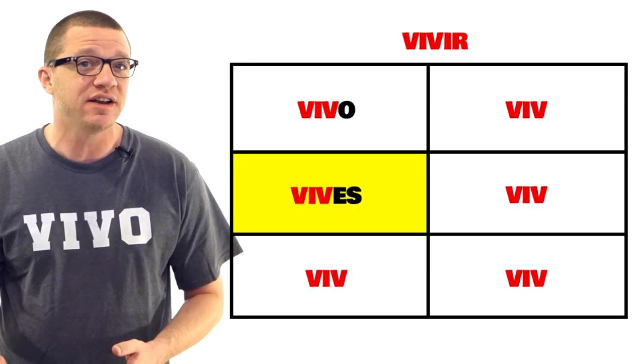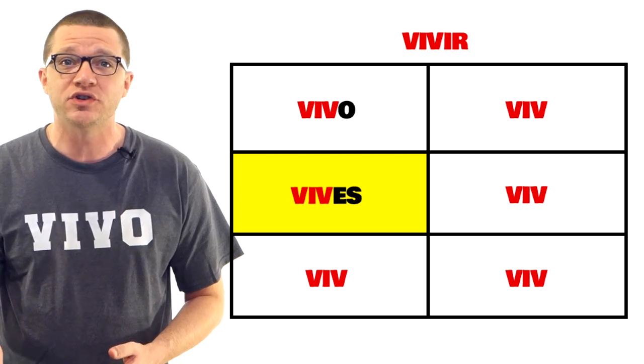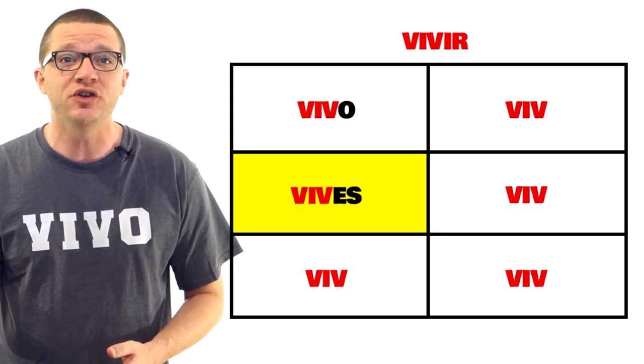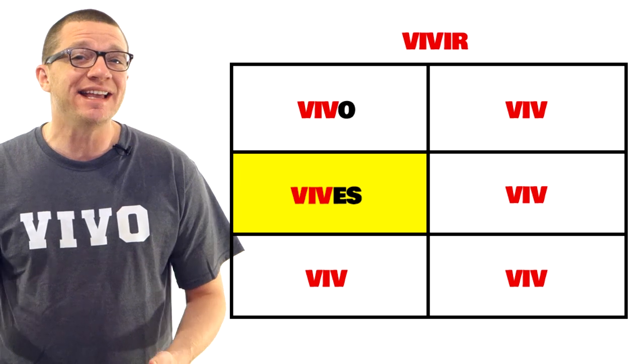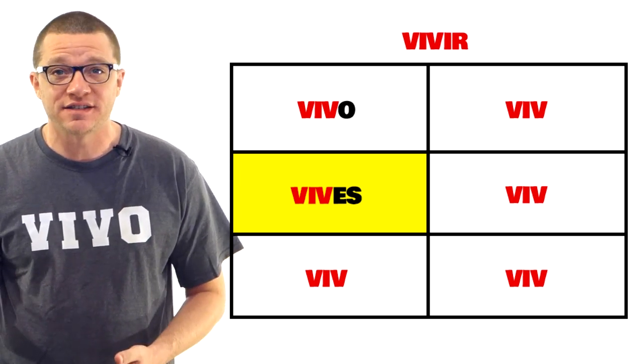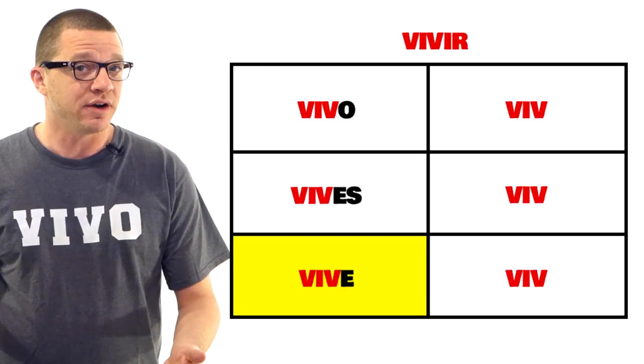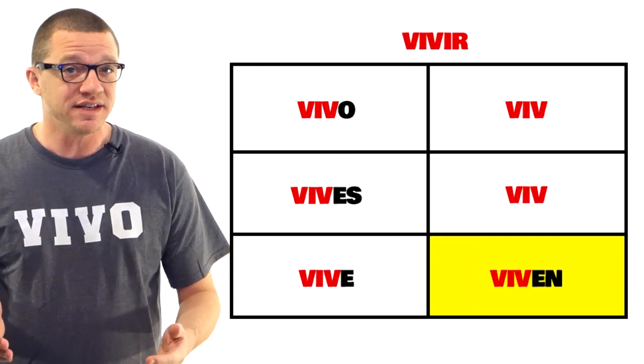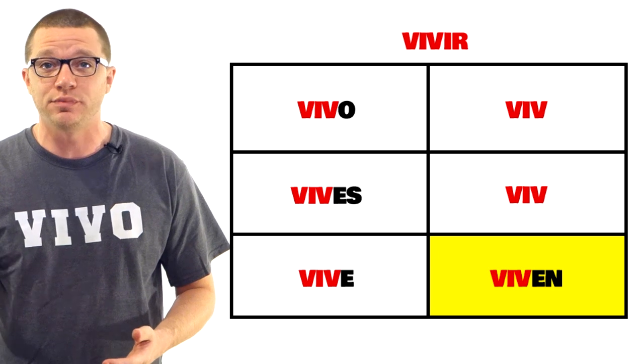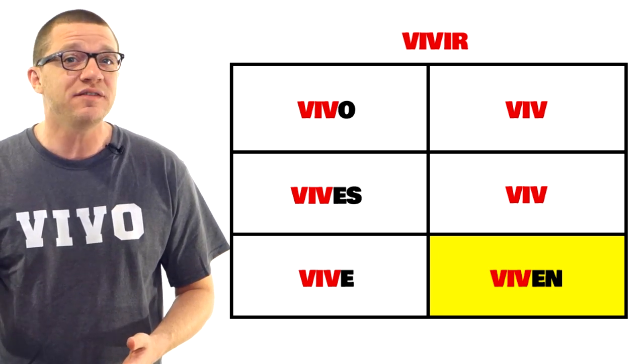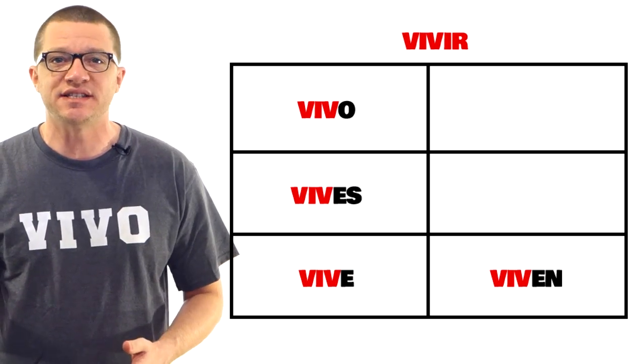Then here, instead of adding an ending with I, we're just gonna use the same form we would use for an ER verb. So we add ES. You live is vives. We don't add an ending with I, we still add an ending with E. Same here. He lives is él vive. Then skipping ahead to the third person plural, we do the same thing. They live is viven.